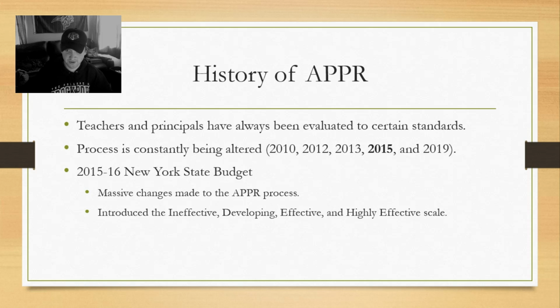So, a brief history of the APPR. Teachers and principals have always been evaluated to certain standards in the district. It's constantly being altered like every year. You can see that 2015 is bolded. It's not a mistake. I felt it was kind of important because in 2015, 2016, they made a change that introduced the ineffective, developing, effective, and highly effective scale, which is how it is today.